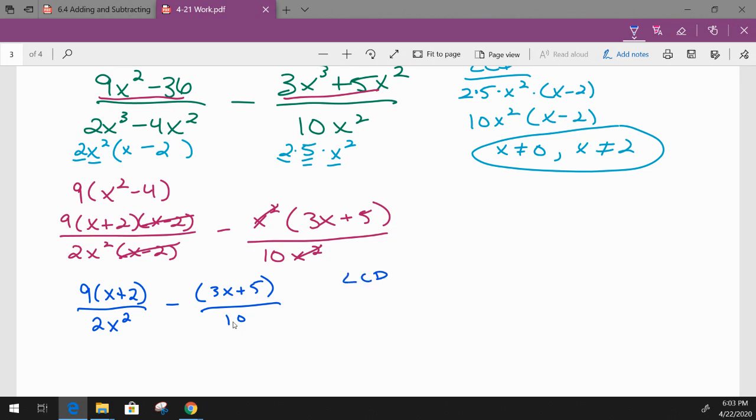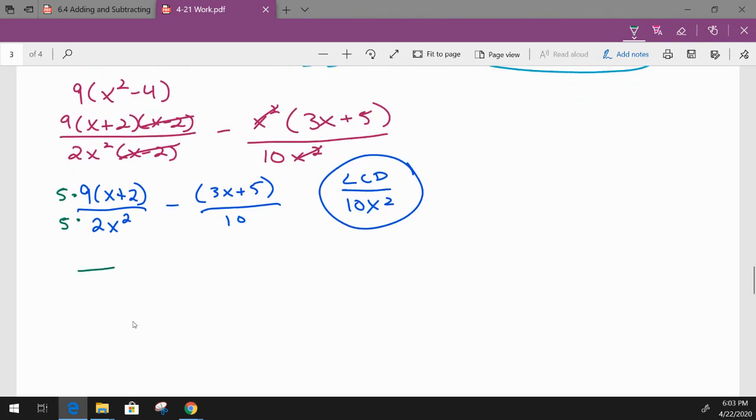So the least common denominator of these two now would be 10x squared. So I still will need to multiply my first fraction by 5 in the numerator and denominator in order to get the 10x squared in the denominator. That would give me 45, and I could distribute that 45 to both terms. So 45x plus 90.